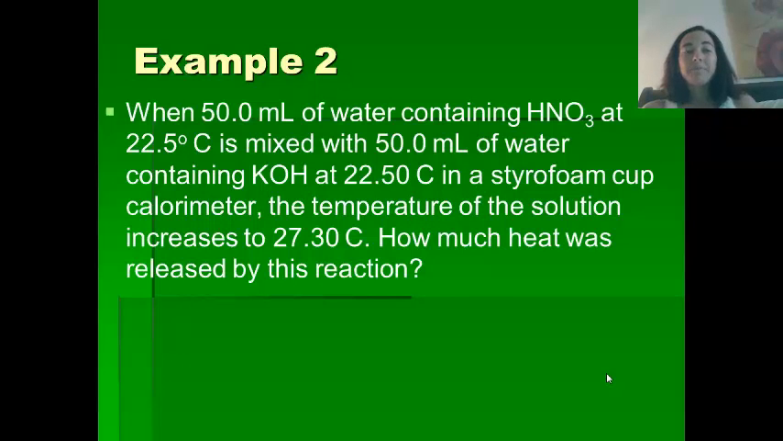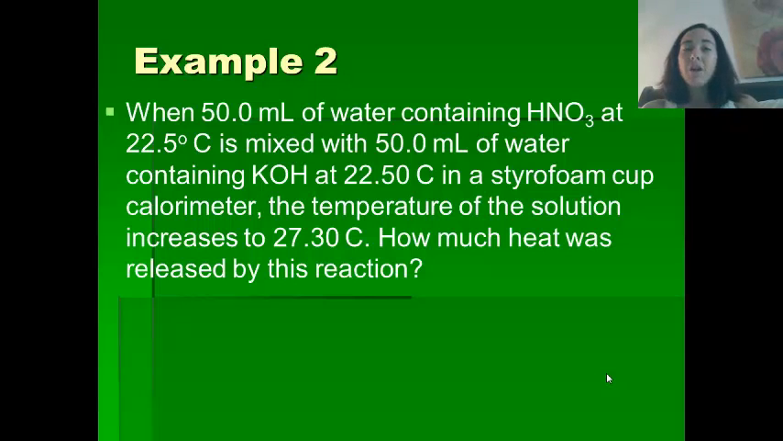Alright, one more. This time, imagine this setup as we go through it. We've got 50 milliliters of water with some acid at 22.5 degrees. And we pour it into another beaker with 50 milliliters of water with some KOH, also at 22.5 degrees. When we mix all of that in our styrofoam cup and we close the system, the final temperature of the solution is 27.3 degrees. How much heat was released by the reaction?